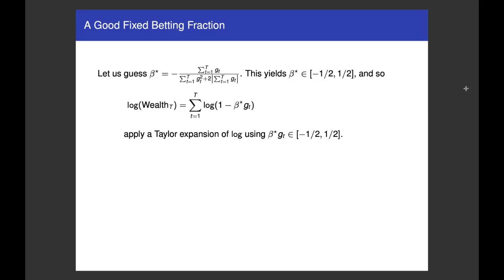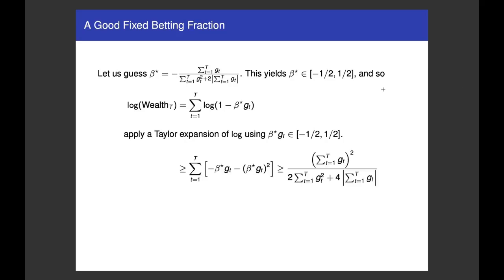So we can compute the wealth or the log wealth just by applying the expression on the previous slide and use the bound on the magnitude of beta star and a Taylor expansion to show that this wealth can be lower bounded by this quadratic expression. Then we plug in our value for beta star to get this final expression, which can be fairly quickly checked.